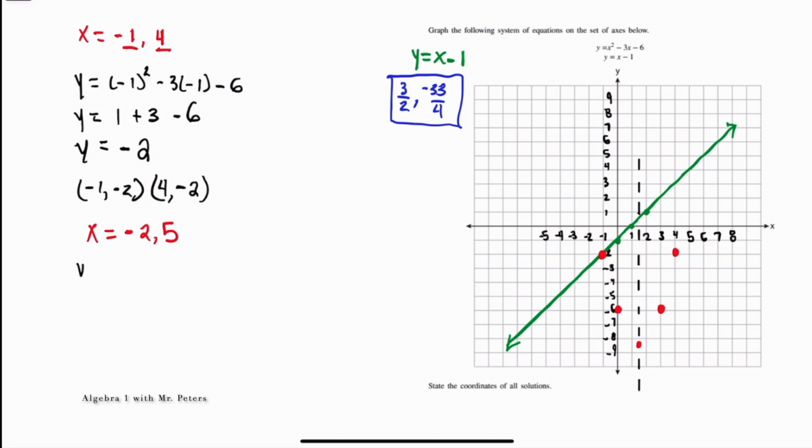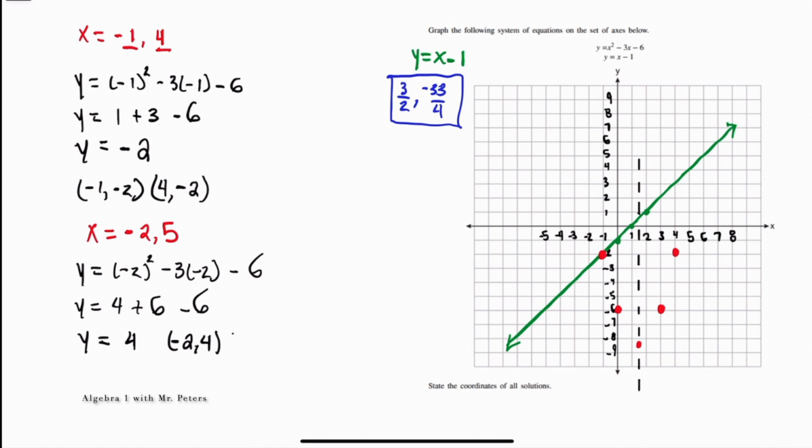So let's plug it in and determine what that is. So y is equal to -2 squared minus 3 times -2 minus 6. So when we simplify, we're going to get y is equal to 10 minus 6, which is 4. So our ordered pairs are going to be -2, 4. That's the first one. And then 5, 4. So when I go to plot this, we're going to plot the first one at -2, 4, which is right here. And the second one at 5, 4, which is right here.